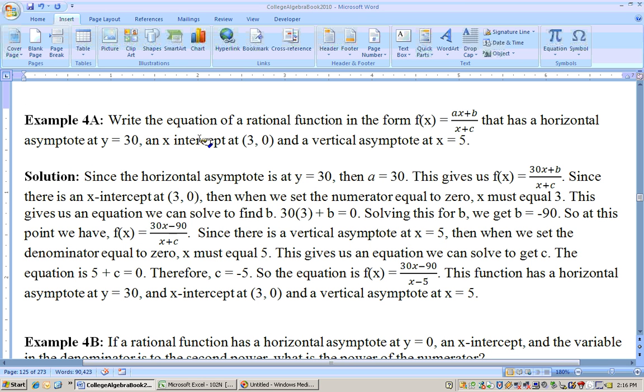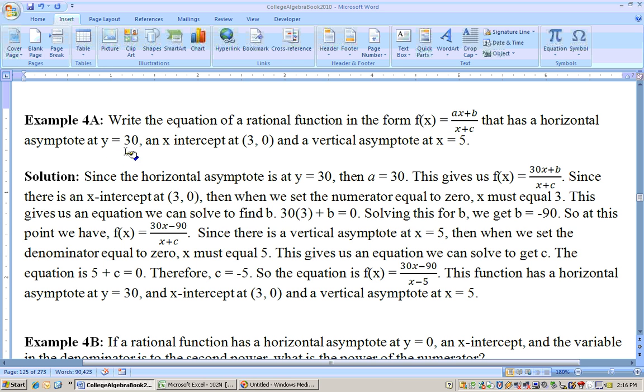Okay, on this problem it says write the equation of a rational function in the form f of x equals ax plus b over x plus c that has a horizontal asymptote at y equals 30, an x-intercept at 3, well, 3 comma 0, and a vertical asymptote at x equals 3. Well, let's go ahead and start substituting some things in. If this is x plus c on the bottom, then the leading coefficient on the bottom is 1.